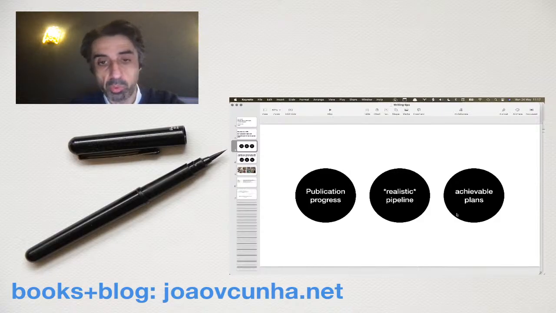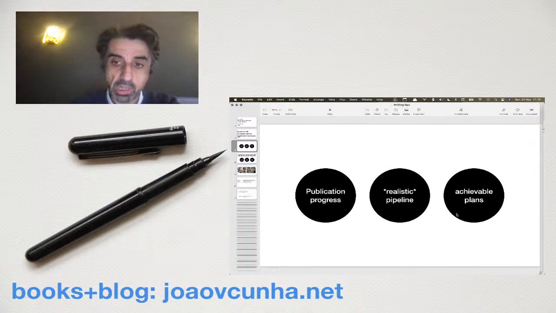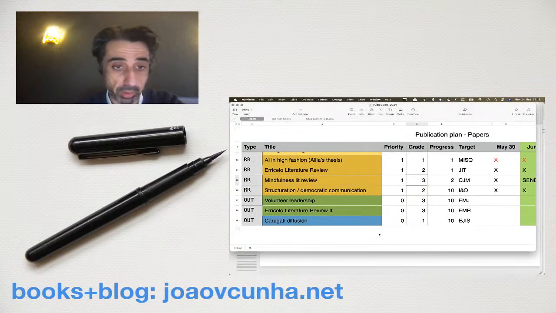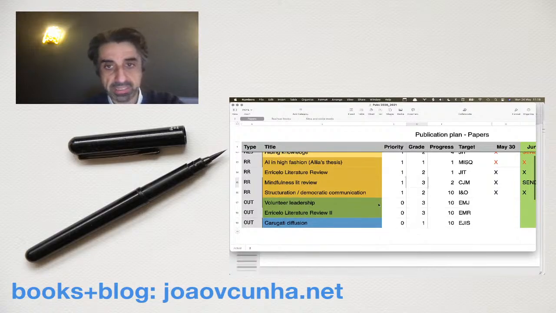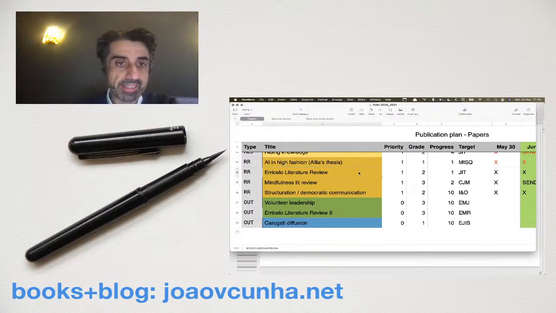If you have something which is in round one revise and resubmit, then don't claim that you're going to publish it within the year, because that is unlikely, right? So just make sure that these plans are something that you can achieve. Okay, so for example, in my case, this is an extremely high risk first round revise and resubmit. So here, no way I'm going to publish it. So I'll say, okay, my plan is to get a second R&R for this.